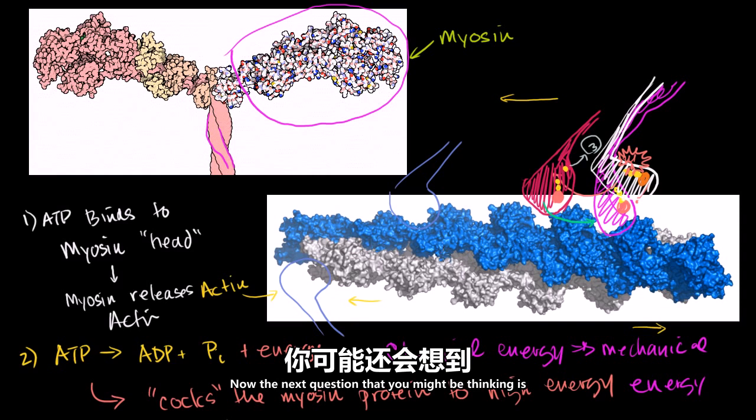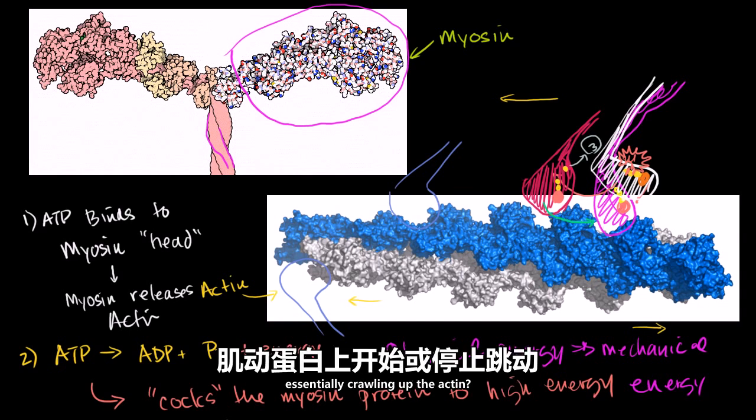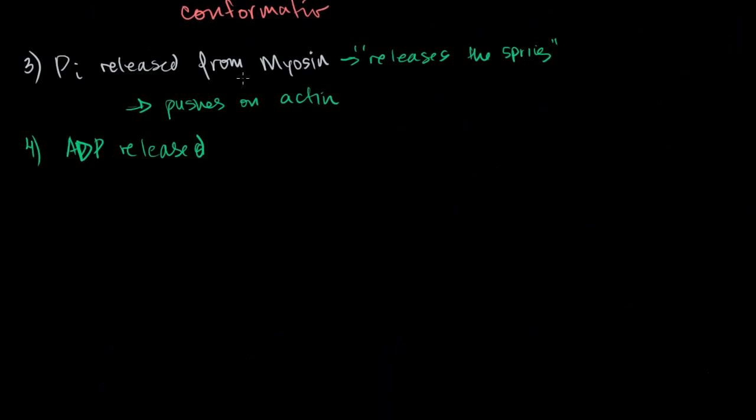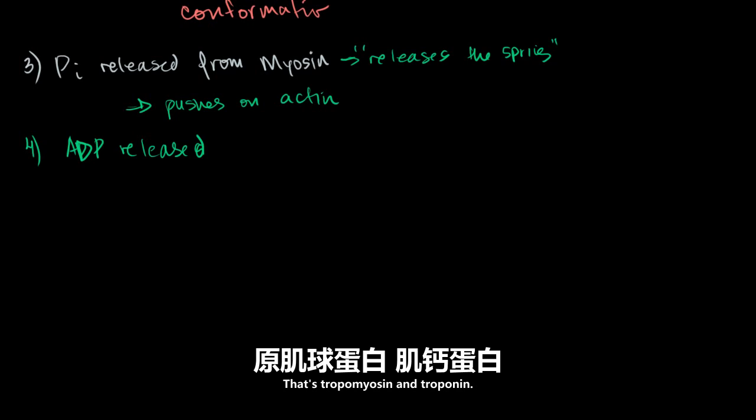Now the next question that you might be thinking is, how do I turn on and off this situation? We have command over our muscles. What can turn on or off this system of the myosin essentially crawling up the actin? And to understand that, there's two other proteins that come into effect. That's tropomyosin and troponin.